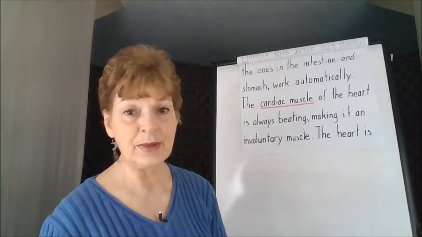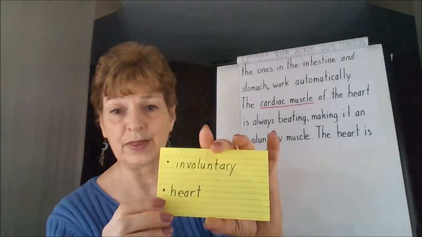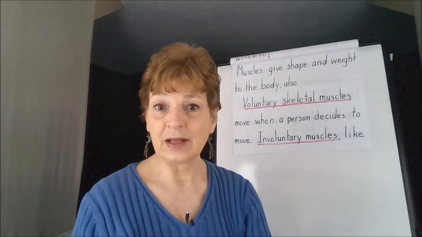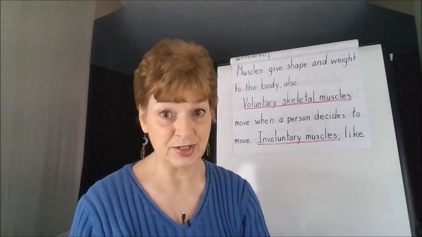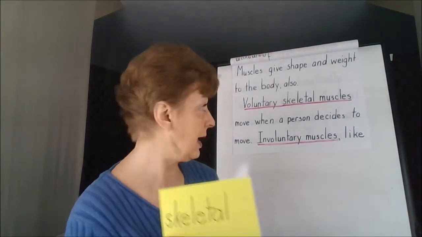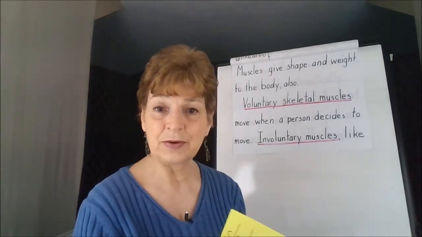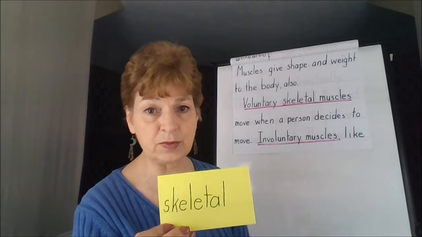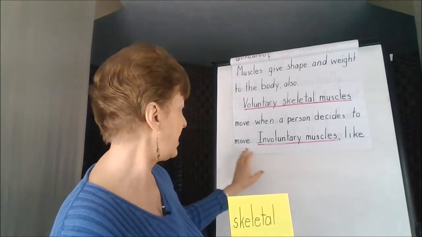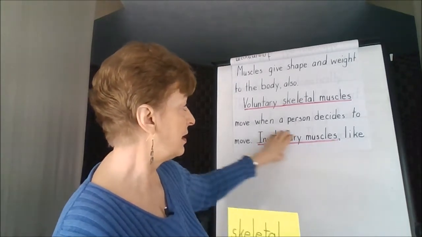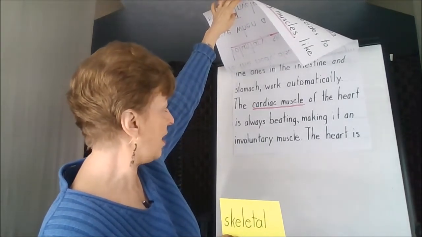Next, we have cardiac muscle. I'm just going to put cardiac on that because I want to associate that with the heart. Perhaps your teacher has given you a list of vocabulary words or items that will probably show up on the test or quiz. And you come to this one, the skeletal muscles, and you really don't have it in your notes too well, so you're going to have to go back and research this one. Going back to the text, voluntary skeletal muscles move when a person decides to move. Involuntary muscles, like the ones in the intestine and stomach, work automatically.